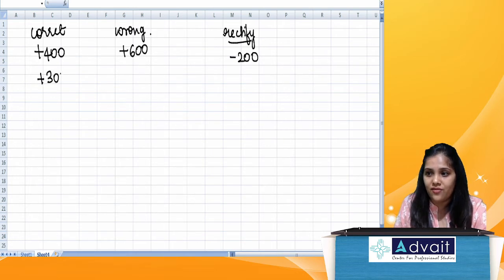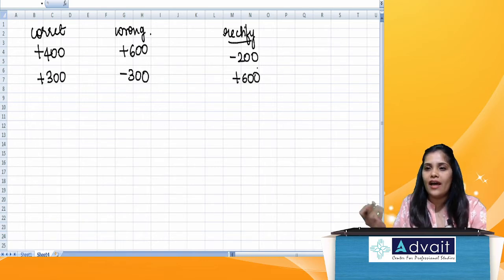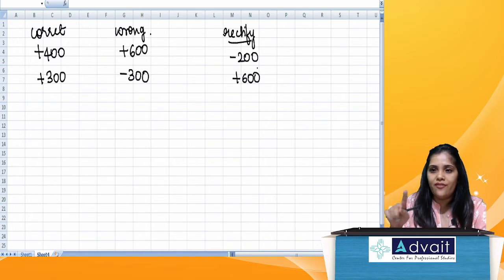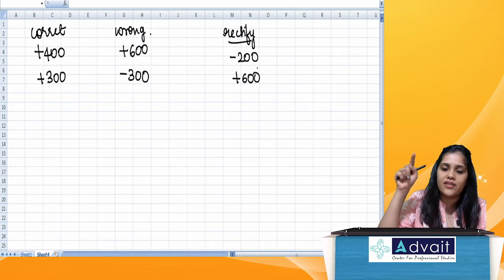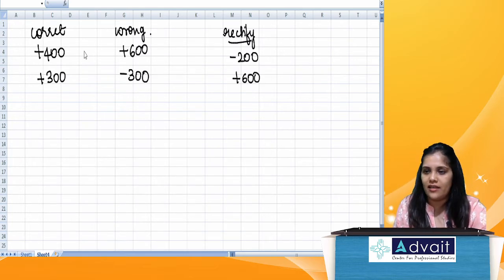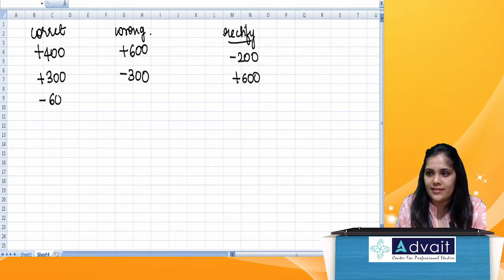You had to add 300, but you minus 300. Instead of adding, you have subtracted. So, how will we rectify this? Very good. We should add 600. Why add? To nullify the minus, now add. So, it will become 0. And then to have a positive balance, now add 600. Fantastic.